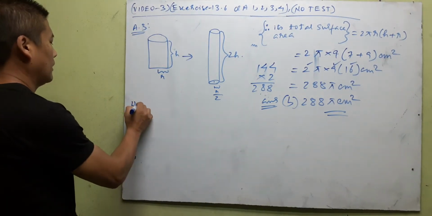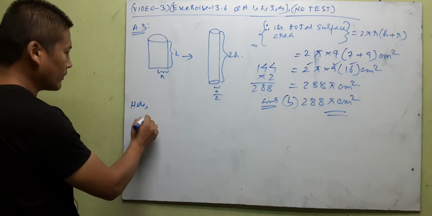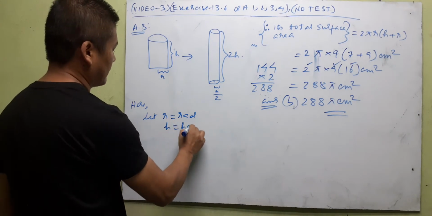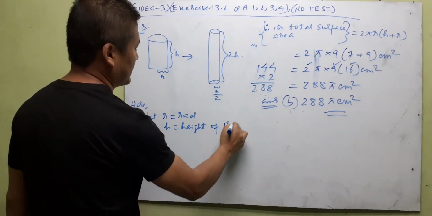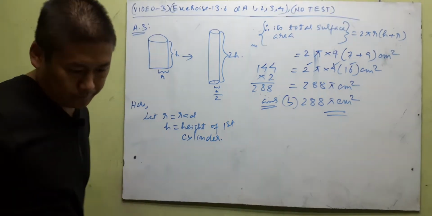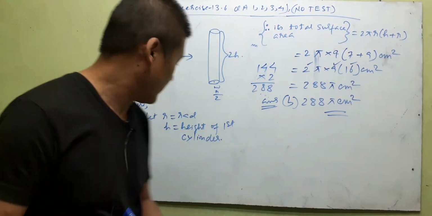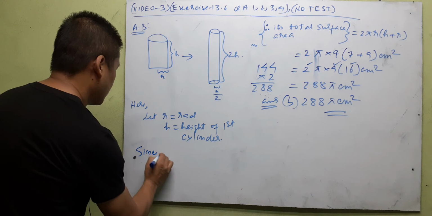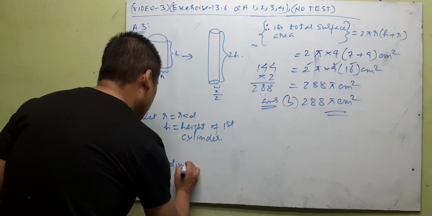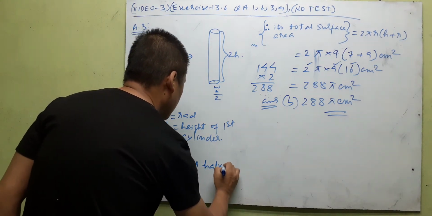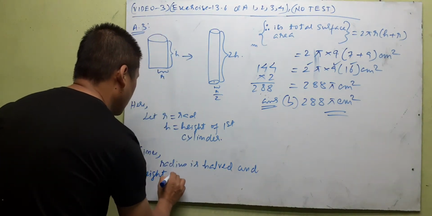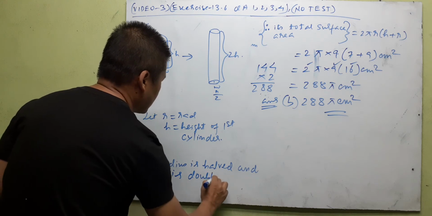So here, let r equal to radius and h equal to height of the first cylinder, or original cylinder. Since the question is saying, look at your question, radius is halved and height is doubled. So we can write that as it is in the question.